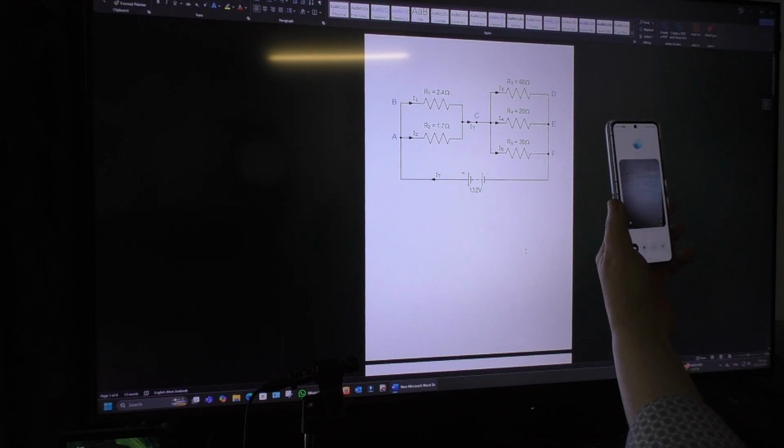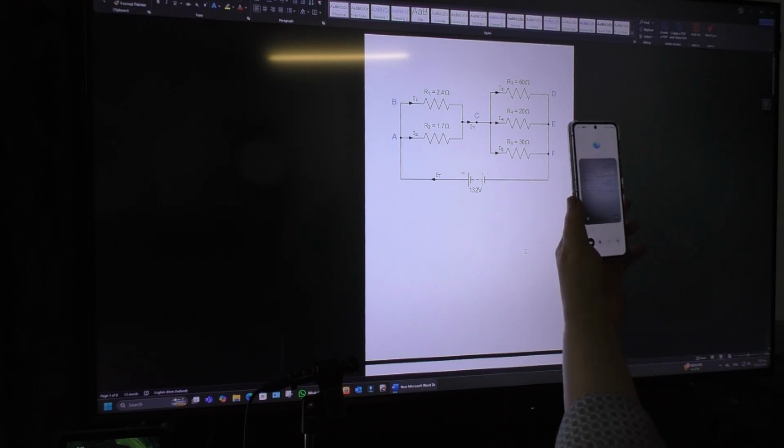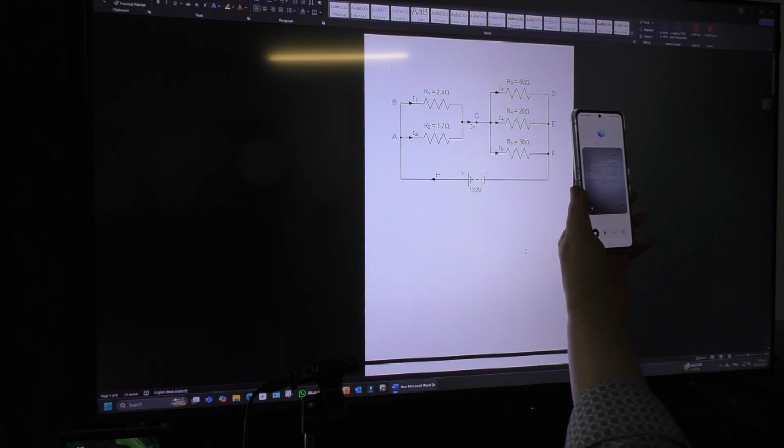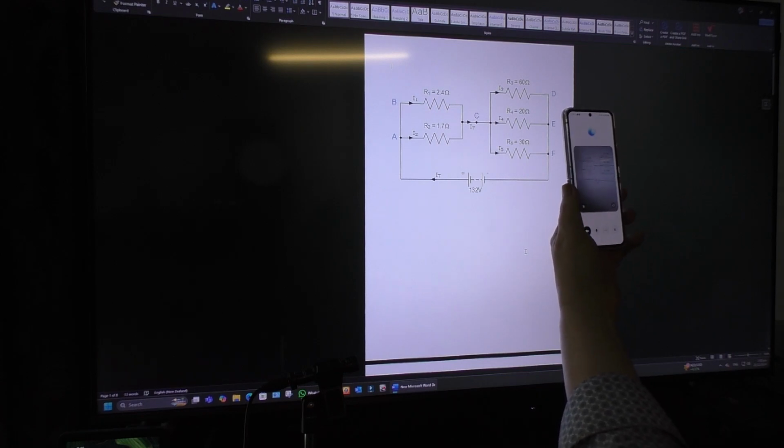Hello again. How can I help you now? Yeah, the same circuit as before. Can you tell me what I1 and I2 is? Just tell me the answer rather than the details. I1 and I2. And remember, R1 and R2 are 2.4 ohms and 1.7 ohms.